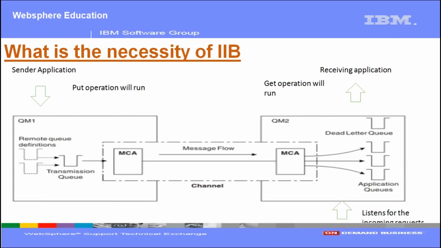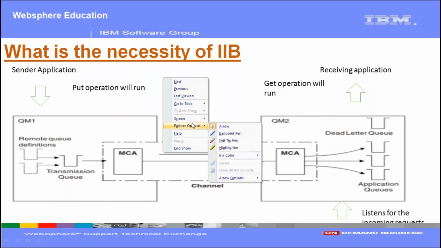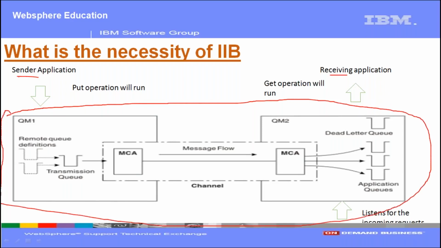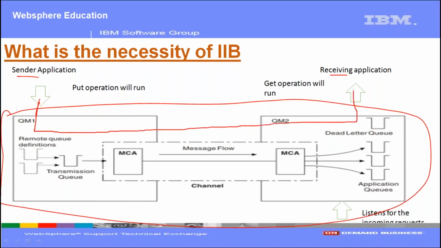See this diagram. This diagram is a distributed setup in MQ. With the help of MQ, as we just discussed, there is a sending application and there is a receiving application. If these two applications want to communicate with each other, then MQ will come into the picture. The sending application will put a message in MQ, that will be transported and reach the receiving application.